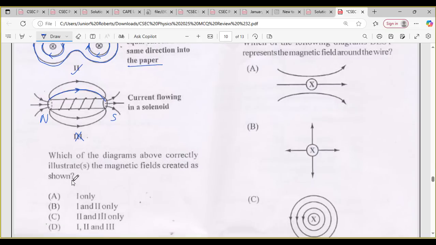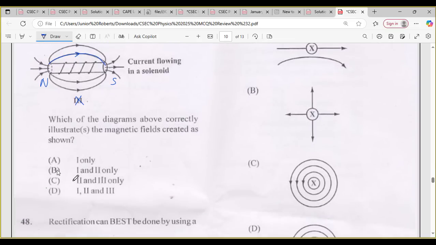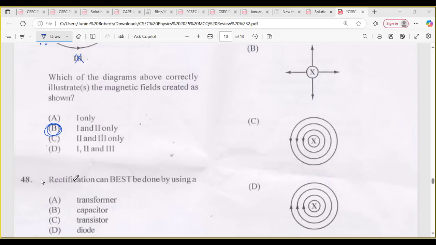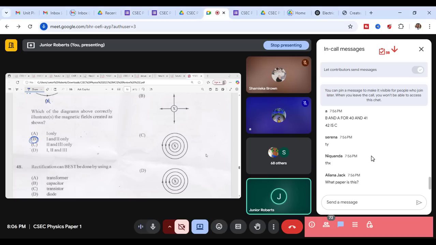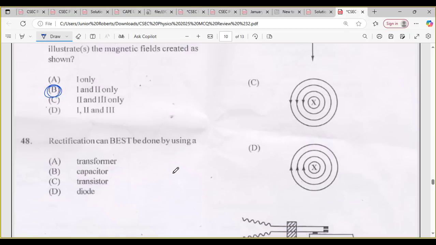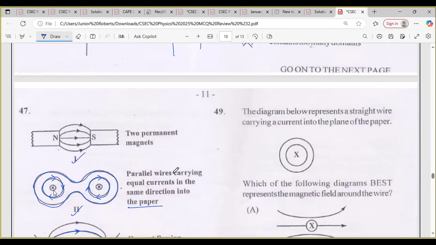So we're going to go with 1 and 2. So this is going to go B. Again, if you have questions, post them in the comments or ask your questions. 48 now says that rectification can best be done by using A. So rectification is best done when we use a diode. So 48 would be D.